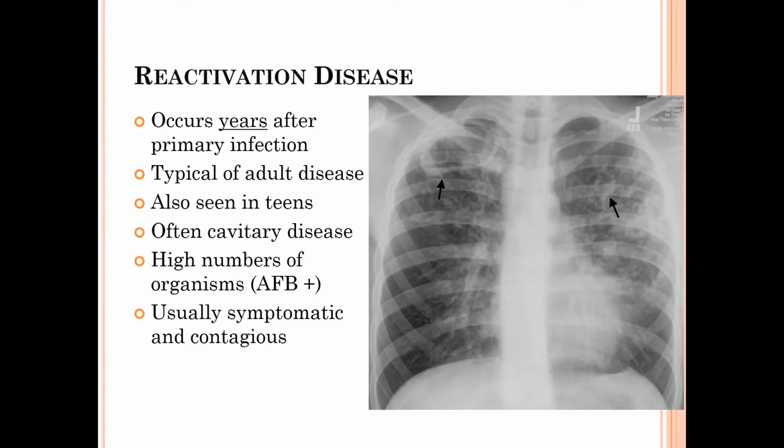It likes to recur, of course, in the apical parts of the lungs, where you can see cavities here on this patient. This is a patient I took care of, a teenager. These patients have usually sputum production. They have a lot of AFBs on their sputums, and they're considered contagious.